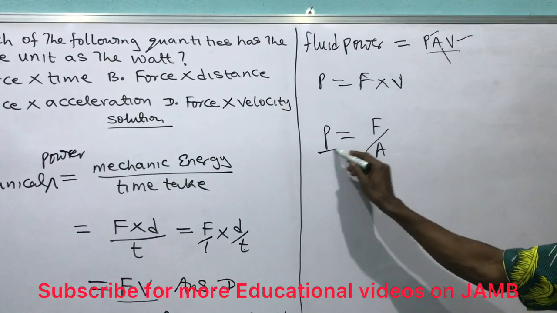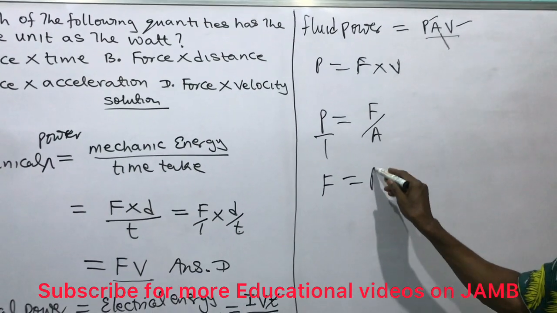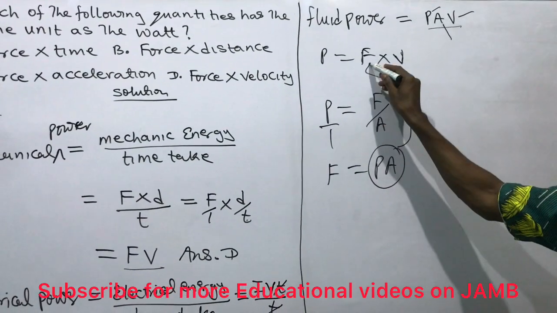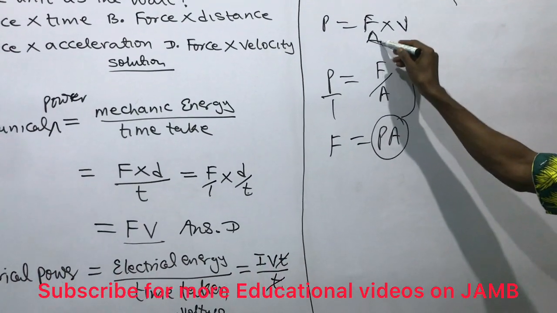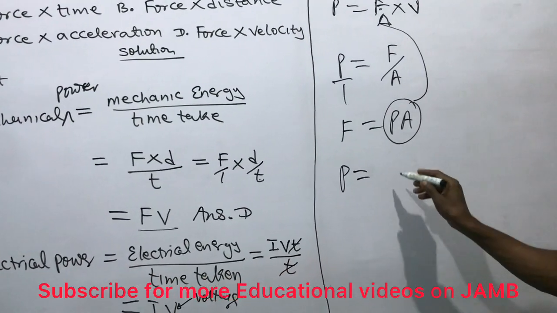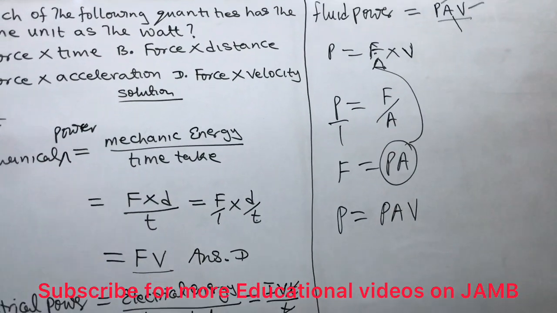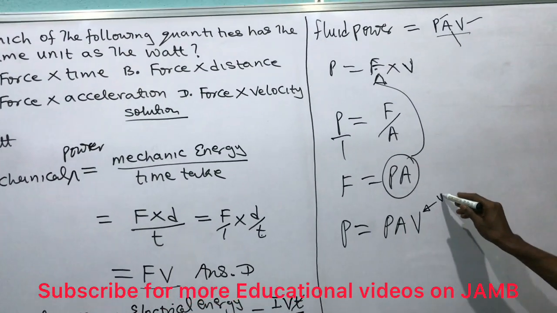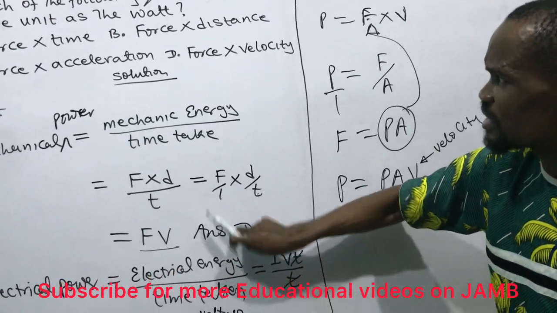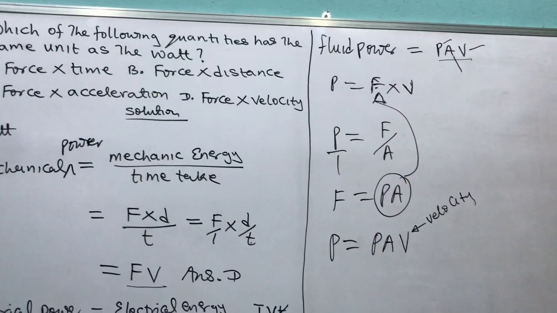Making force the subject of the formula, I have that force is equal to pressure times area. If I take this force and substitute it here, I will have that mechanical power, which is fluid power now, is equal to pressure times area times velocity. And this is velocity, you remember? And that's our answer, which we have already given as option D. But this is to give you more information about power.